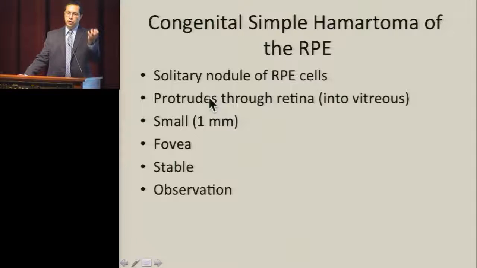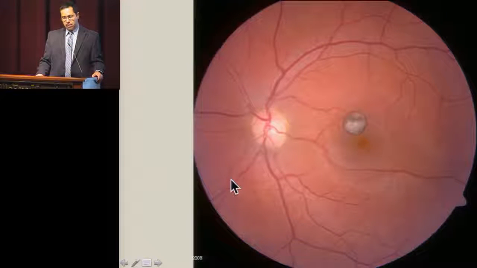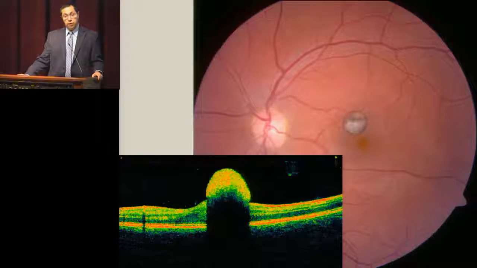They protrude through the retina into the vitreous. Very small, usually close to the fovea, generally stable. We observe them. And this is the lesion. This is the OCT. You can see how it's protruding through the retina into the vitreous, but there is no exudation around it. So generally, they're just watched.